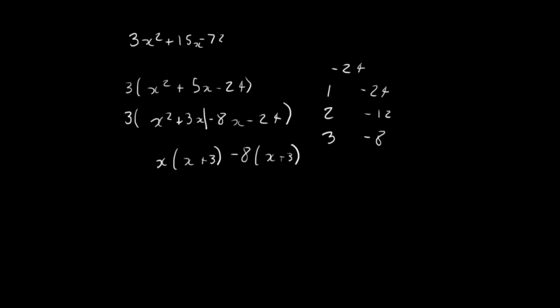And now what we're going to do is we got the x plus 3, which is a common factor again. So we're going to pull that out the front, x plus 3, and we're going to put the other two variables or numbers in the other bracket. Then the 3 is still here. And that should be the answer. We got 3, x plus 3, x take 8.